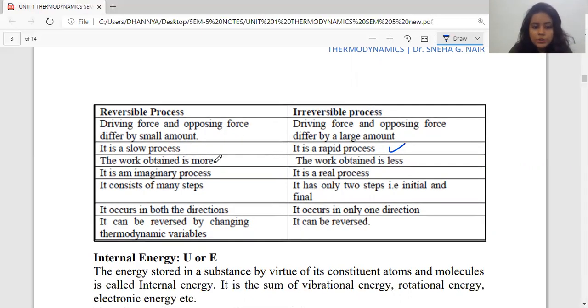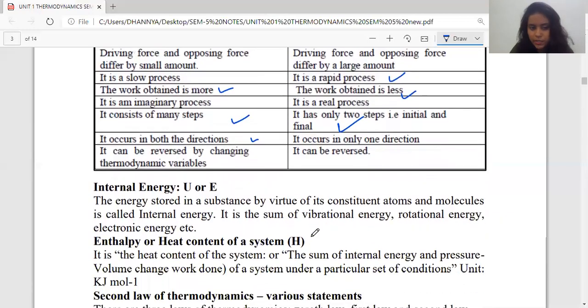Okay? Then always remember that the work obtained is more in the case of reversible processes. In the case of irreversible, it is less. A reversible process is obviously an imaginary process, while an irreversible one is a real process, because reversing becomes very difficult. It will involve many steps, while irreversible will have only two steps, that is the initial and the final, meaning the reactants we combined and the product that formed. It can occur in both directions, while the other can occur only in one direction. Here we can change the variables and reverse it, while in the other we cannot reverse it, okay?